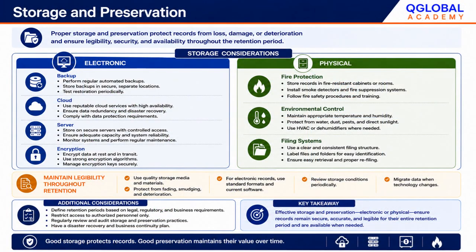The requirements for storage and preservation of documented information ensure that records remain secure, legible, and accessible throughout their defined retention period. Starting with storage considerations for electronic records, the first key element is backup. Organizations must perform regular automated backups to prevent data loss. These backups should be stored in secure and separate locations to ensure redundancy.